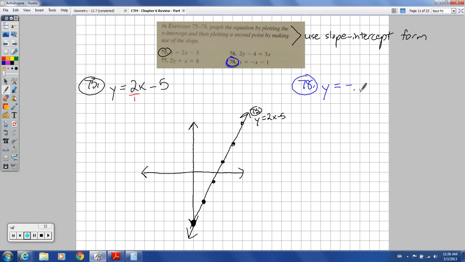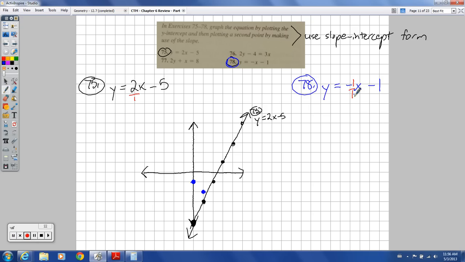We've got y equals negative x minus 1. You can think of that as negative 1 over 1 x minus 1 to put that into a slope-intercept form that is directly applicable to the graph, easily applied to the graph. So negative 1 is right there for the y-intercept, and your slope is negative 1 over 1. That means each time I go down 1, I would go to the right 1.